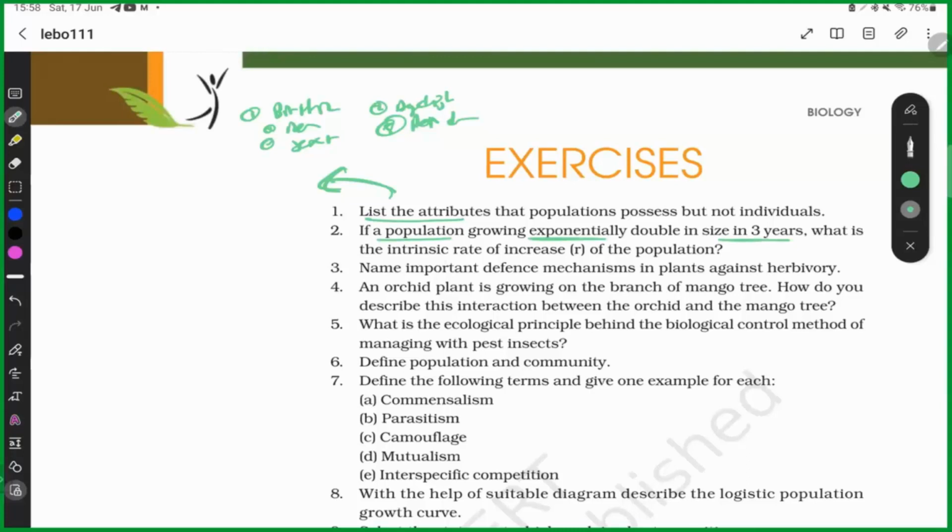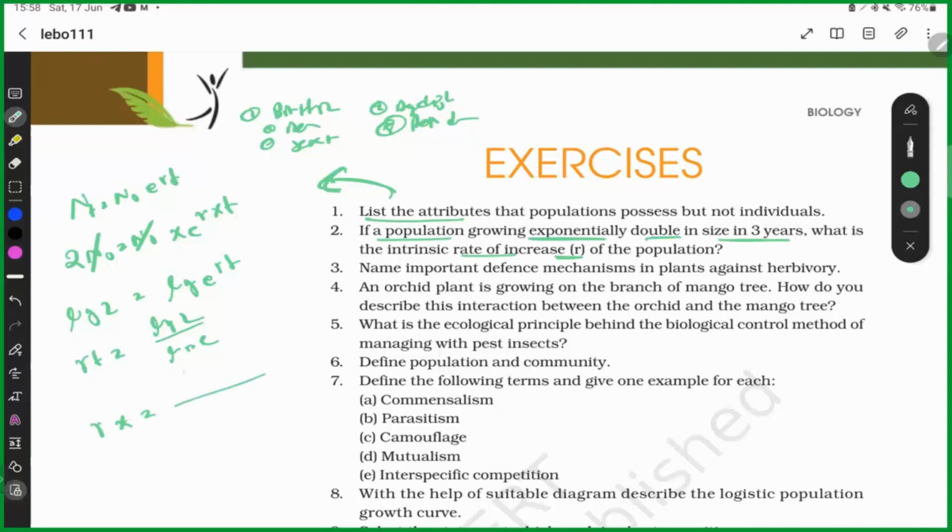So you know that Nt is equal to N naught into e to the power rt. Nt is double in size, so 2N naught is equal to N naught e to the power rt. Taking log on both sides, log 2 is equal to rt log e. So rt is equal to log 2 by log e; r is equal to log 2 by t, where t is 3 years. The value of log 2 is 0.693, so r is 0.231.